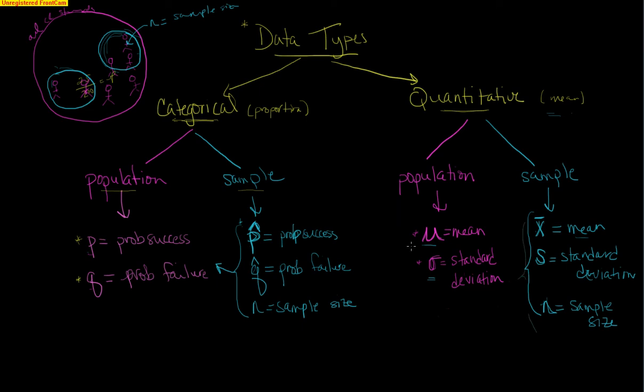But these separations are now going to become very important when we talk about a confidence interval for a population mean. So we take data about the sample to come up with a confidence interval for the true mean of the population. And that's what we're going to be doing in this video.